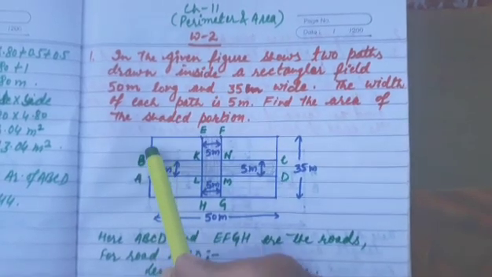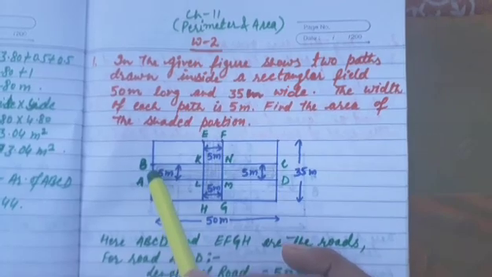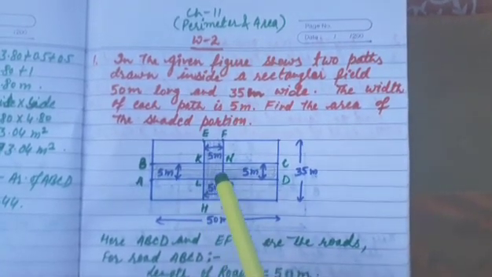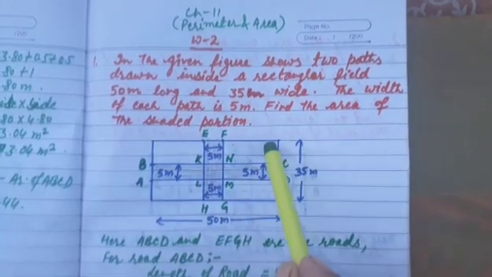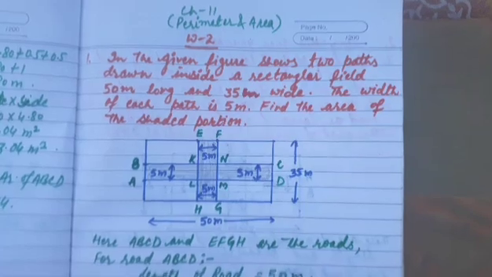For example, we have a given field and two crossroads, meaning two roads intersect each other at the middle of this field, midway. We have to find the area. So how can we find it?